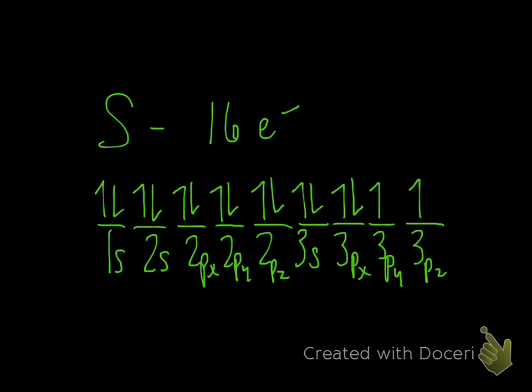Okay, that's the electron configuration for sulfur with 16 electrons, or the orbital notation. Remember that notation just means a way of writing it. So orbital notation is the way of writing electron configuration that shows all of the orbitals.